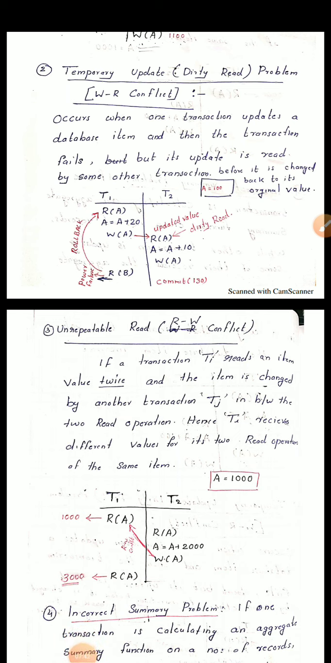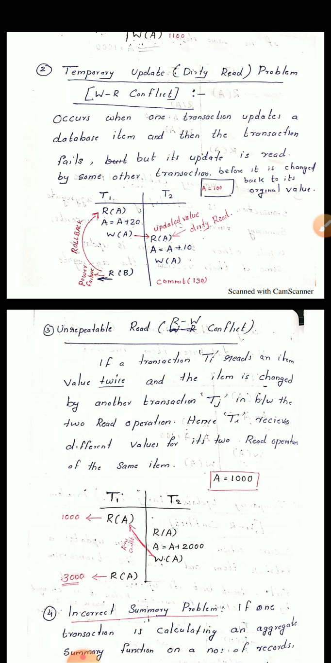Unrepeatable read, or read-write conflict. This problem occurs when a transaction gets to read different values of the same variable in its different read operations, even when it has not updated its value. So if a transaction Ti reads an item value twice and the item is changed by another transaction Tj in between the two read operations, Ti receives different values for its two read operations of the same item.